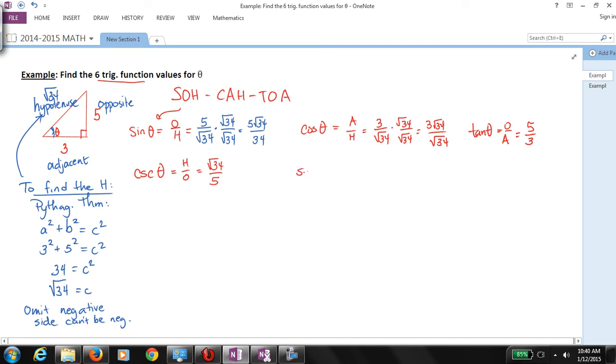So what is secant of theta equal to? Yeah, square root of 34 over 3 because you just flipped this one right here. And then cotangent of theta is 3 over 5 because all you have to do is flip that.